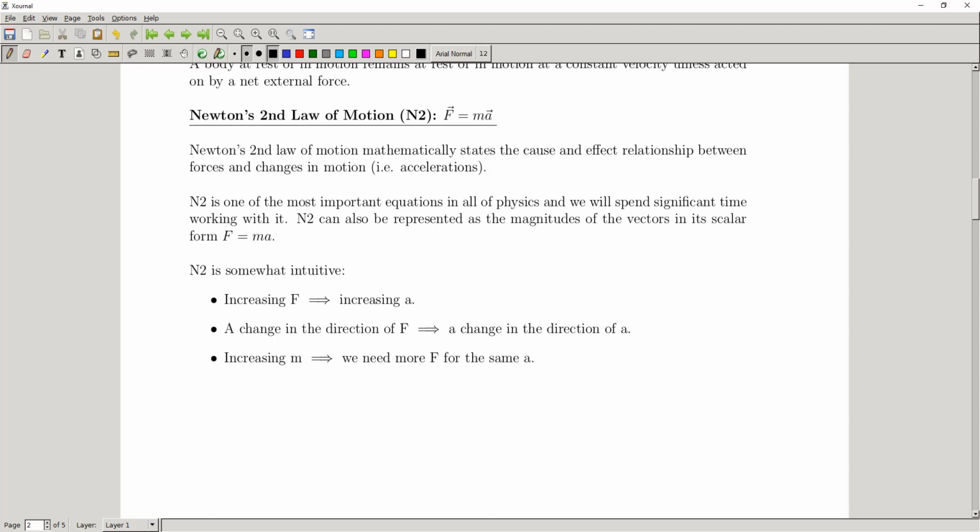And we can see that just by rearranging. If we want to isolate A, this just means that A is equal to F over M. And so if we increase M, clearly we have to increase F so that A is the same, right? And so we can keep playing with this equation a number of different ways and find that a lot of the results that come from it are fairly intuitive.